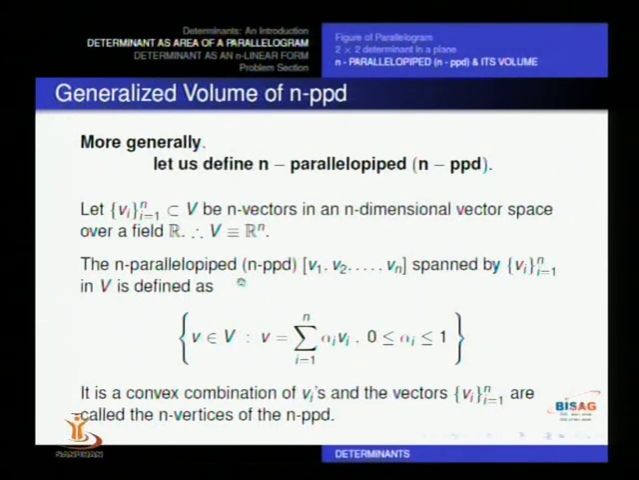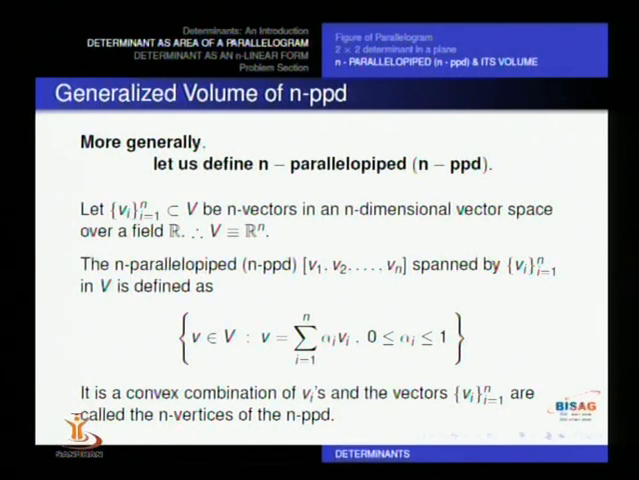More generally, let us define an n parallelepiped, we call it in short NPPD. Let Vi, i from 1 to n, a collection of n vectors, a subset of V, where V is a vector space, be n vectors in an n-dimensional vector space over a field R. So basically when we say n-dimensional over a field R, that means V is nothing but Rn, n copies of R.